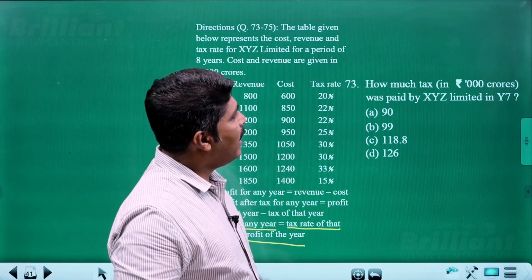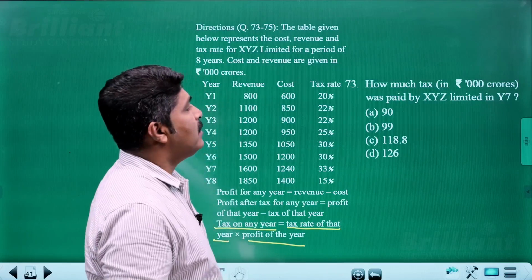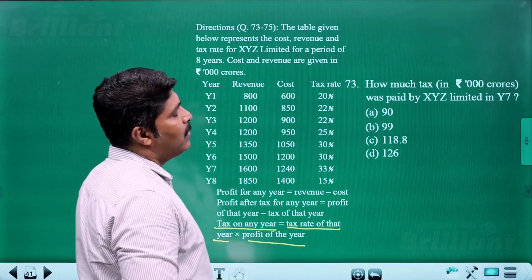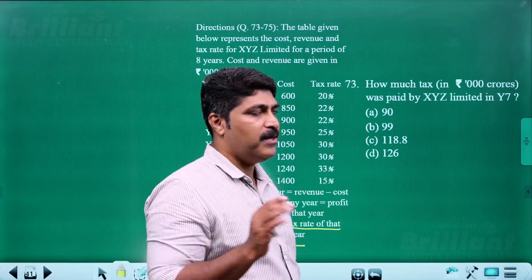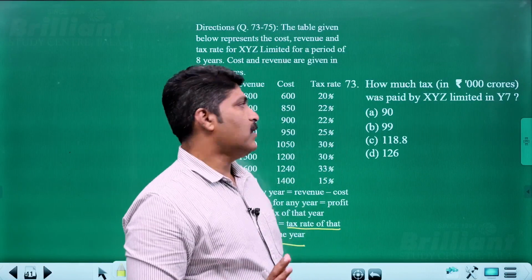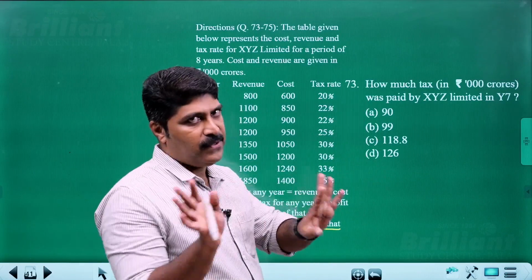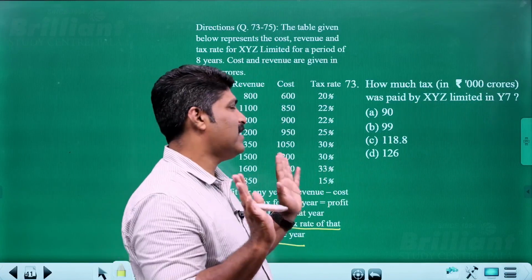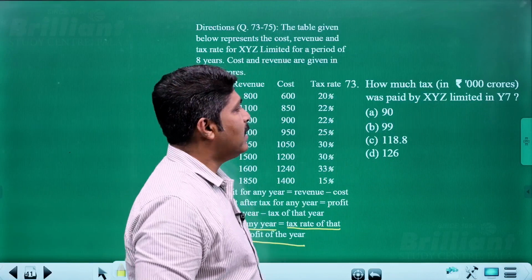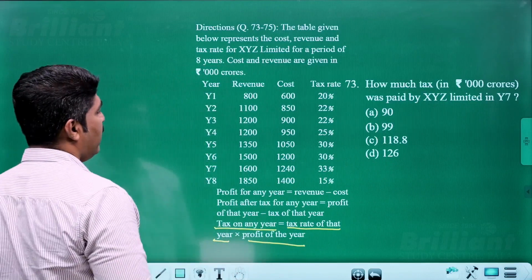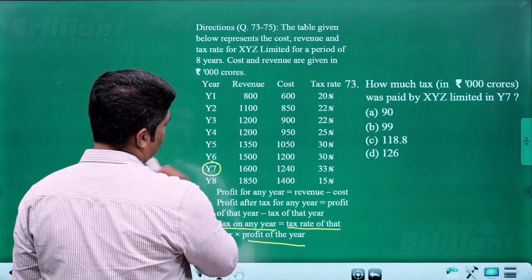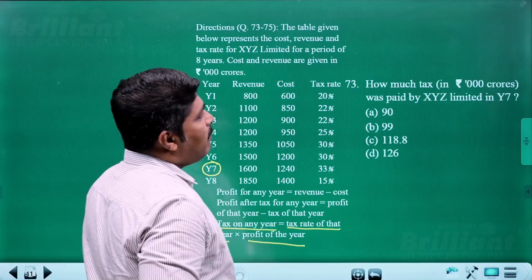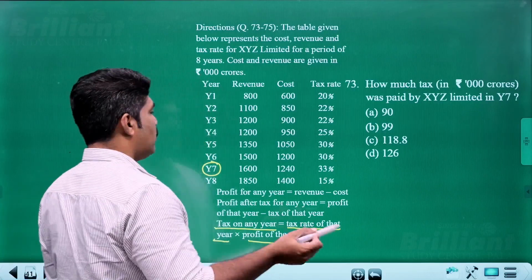Here is the first question: how much tax, in rupees 1,000 crores, was paid by XYZ Limited in Y7, year 7? That's only the unit. You don't need to bother about that right now. Only if some options are confusing do you need to bother about the unit, which is 1,000 crores. That's simple. So how much tax was paid in year 7?